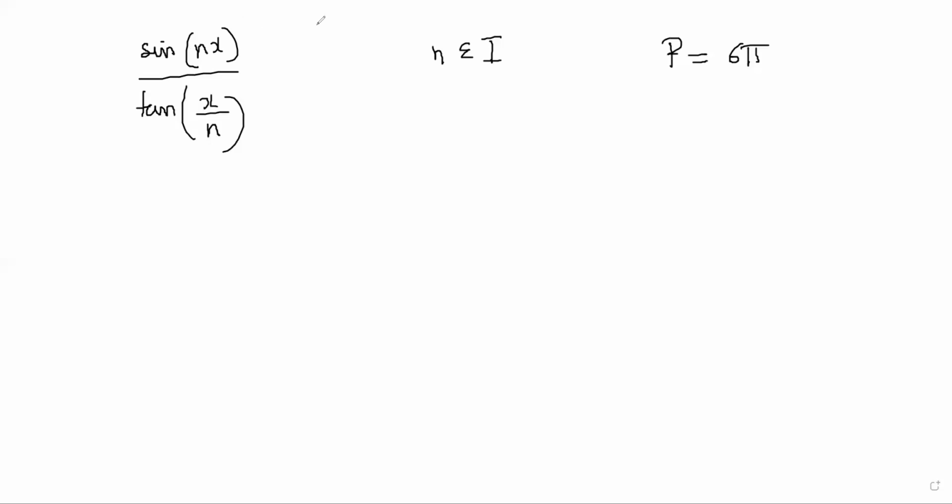The period of the numerator is 2 pi by n, right? And the period of the denominator is n pi, right? Because the period of tan is pi, and here it is x by n.